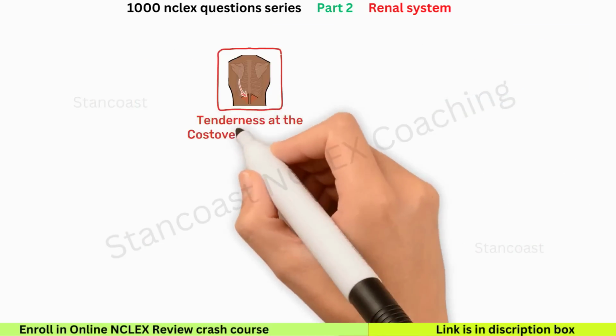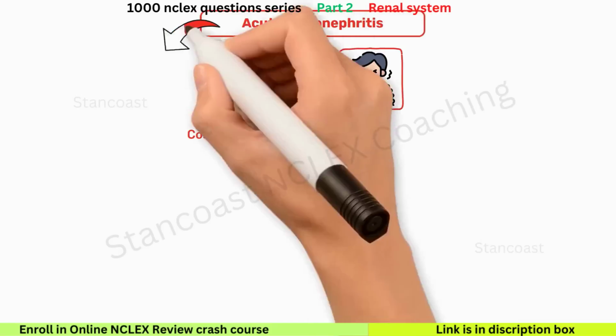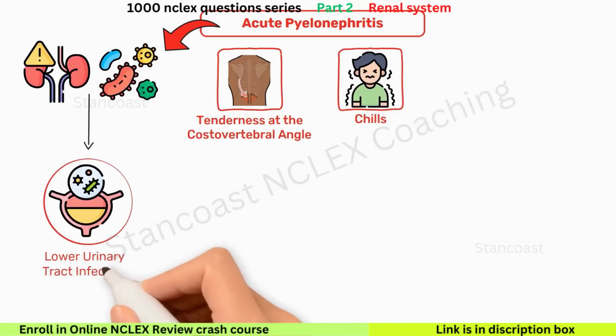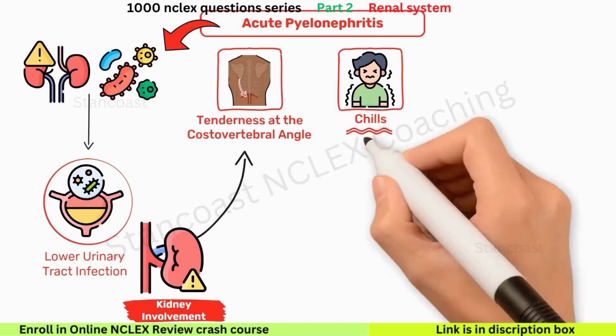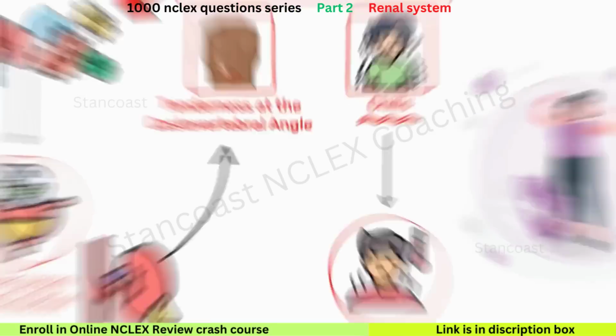Tenderness at the costovertebral angle along with chills is characteristic of acute pyelonephritis, a bacterial kidney infection typically stemming from a lower urinary tract infection. This symptom, indicative of kidney involvement, manifests as sensitivity at the angle formed by the vertebral column and costal margin. Additionally, chills frequently accompany this condition, accompanied by fever, signaling the body's immune response to combat the infection.